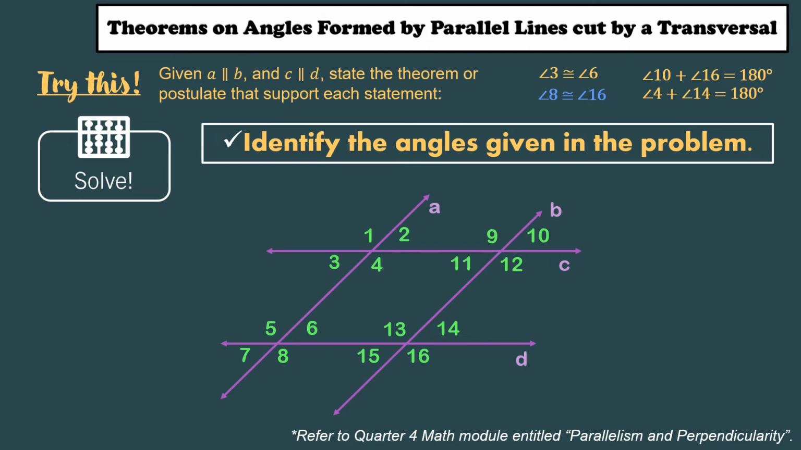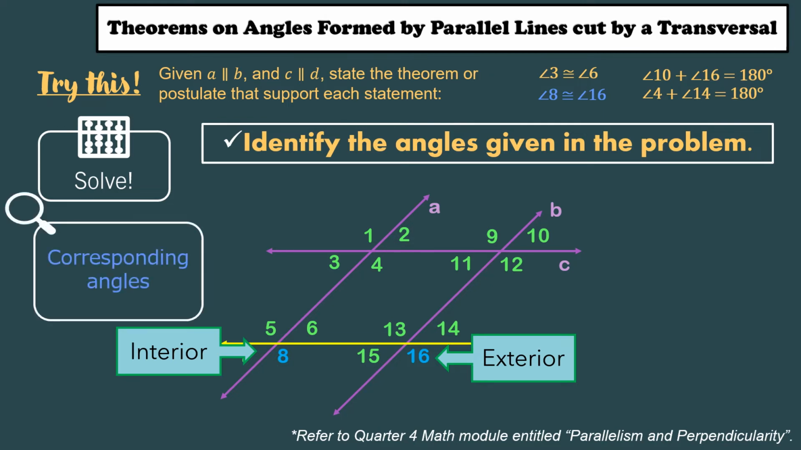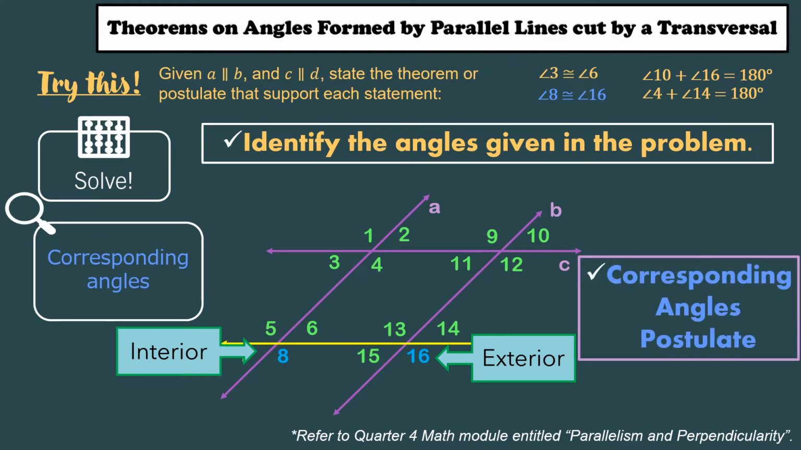To prove that angle 8 is congruent to angle 16, we classify them first. Angles 8 and 16 are angles formed by parallel lines A and B cut by the transversal D. According to their location, angle 8 is an interior angle, which is not adjacent to angle 16, which is an exterior angle. Thus, this makes angles 8 and 16 corresponding angles which are congruent according to the corresponding angles postulate.